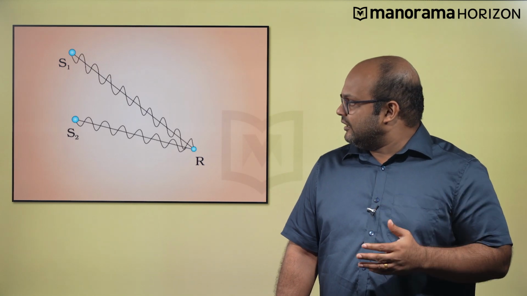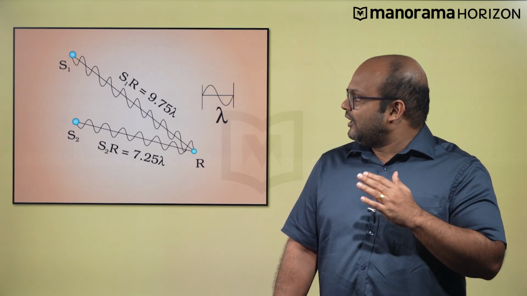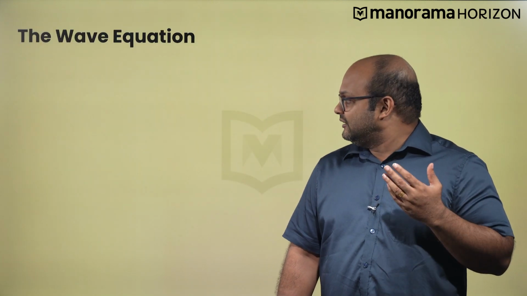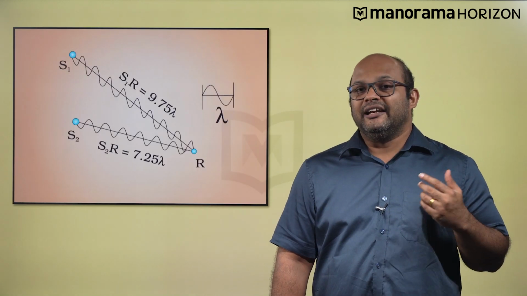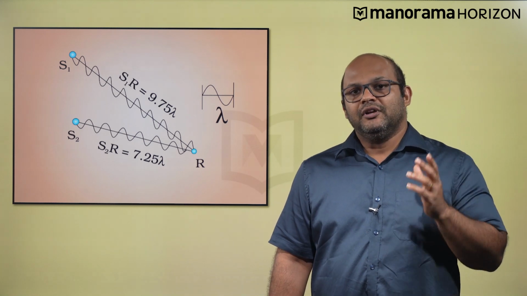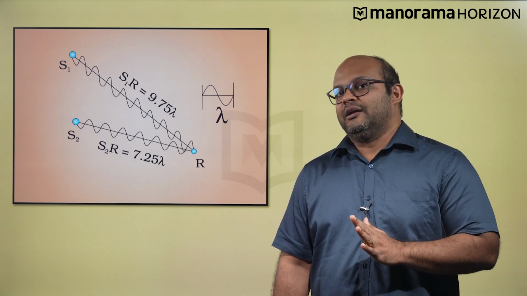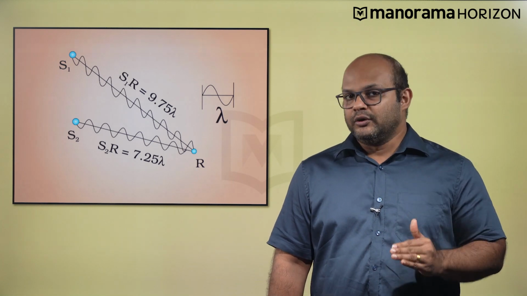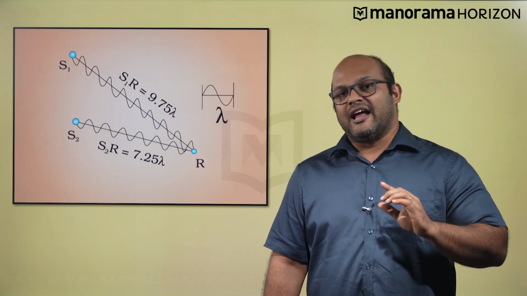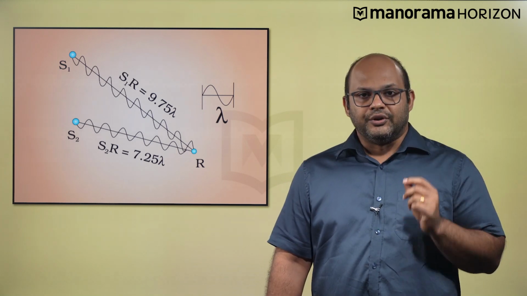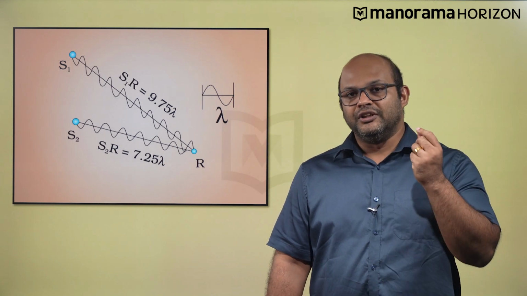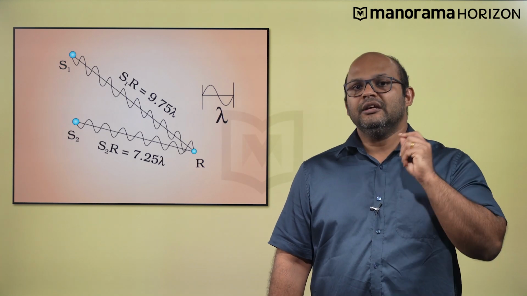For example, here you will notice that the distances are 9.75 lambda and 7.25 lambda, and the difference between these is not an integral multiple. The difference between them is 2.5 lambda. So here we have a path difference of 2.5 lambdas, and this is a case where we will notice that at point R, the crest of one wave will be interacting with the trough of the other wave. So here we are noticing a case of destructive interference. The net intensity of the wave at that point will be 0.